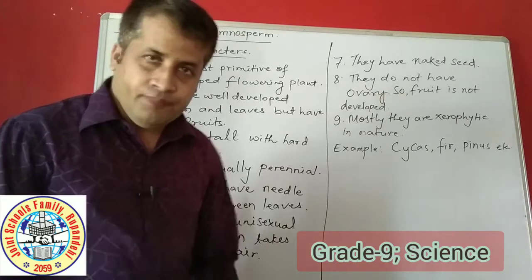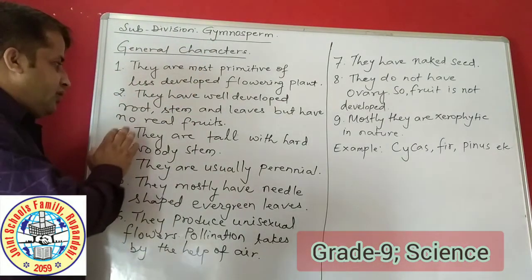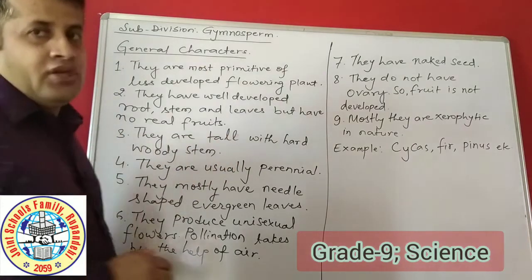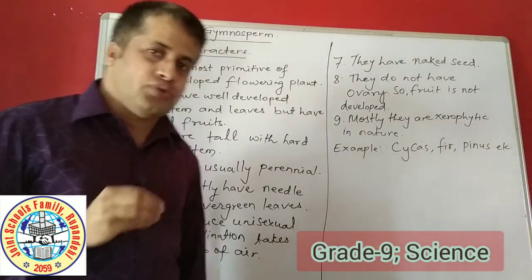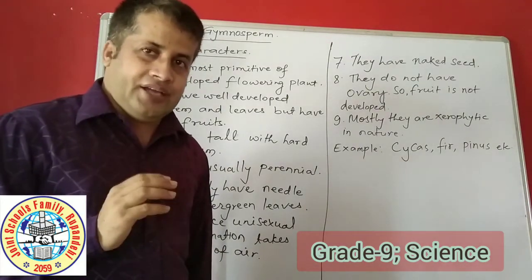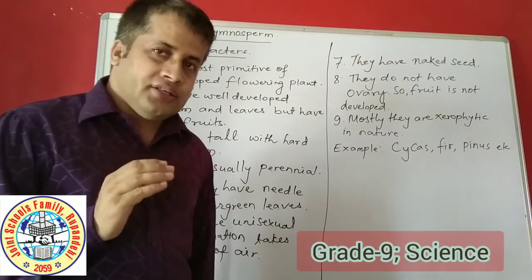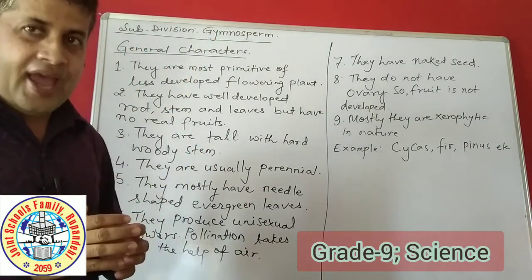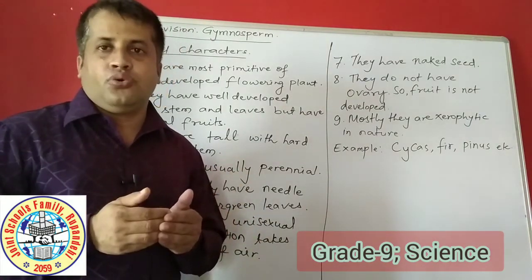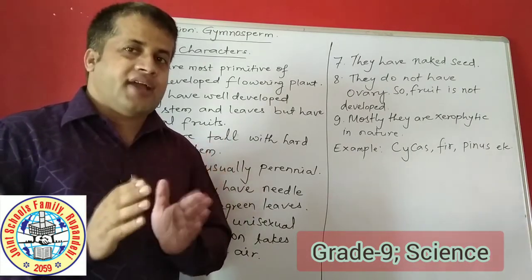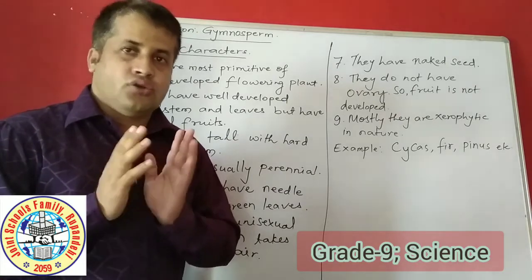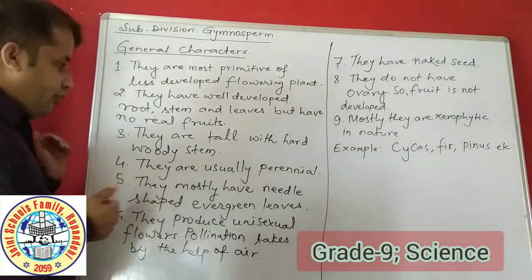Another is that they are tall with a hard woody stem. So the plants which belong to this subdivision are tall in height, and they have a woody stem. That means from the plants that belong to this group we can extract wood to make furniture, like Pinus. So they can be used for that.